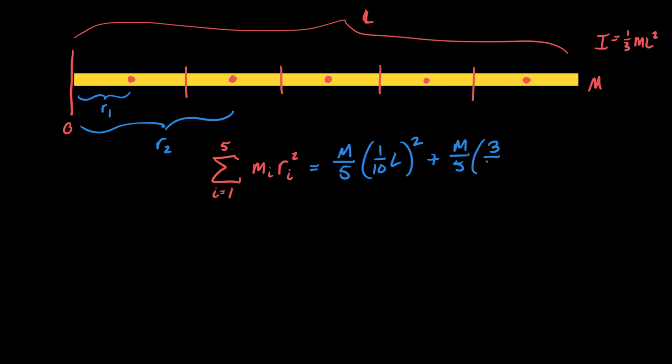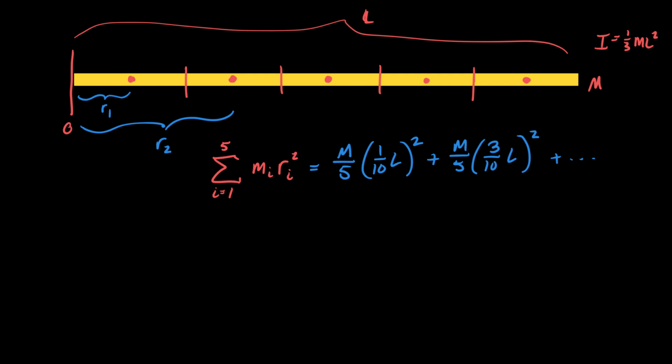Excellent. 3/10 L, but then squared. I see a pattern developing. Do you see a pattern developing? Now, there's going to be 3 more terms. But before we start getting into our 3 more terms, can we start collecting the things that are going to be in every term and just take them out front?